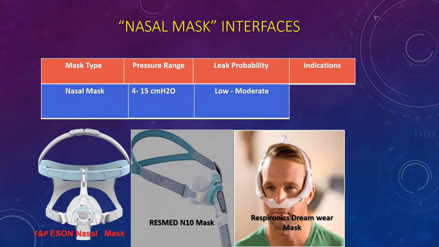The design of the nasal mask from the 1980s has evolved from covering the full nose to covering half the nose to covering the tip of the nose, and now with the DreamWear, the mask fits snugly underneath the nose, similar to the nasal pillows. The three most popular nasal masks that are out there are the F&P Eson nasal mask, the ResMed N10 mask, and the Respironics DreamWear masks. Basically, the nasal mask has a range from 4 to 15, although the newer masks state that they can go much higher. The probability of a leak is low to moderate, depending upon the pressure.